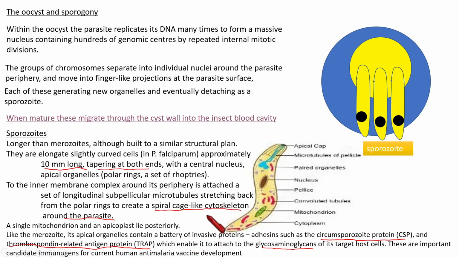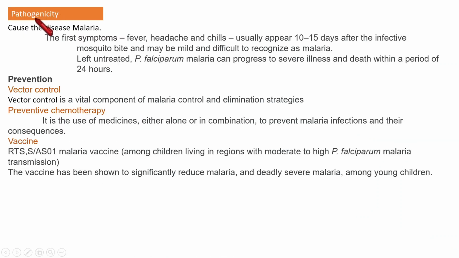I hope that's very clear to you in full depth. Next is about the pathogenicity. It causes the disease malaria that we already have learned from the beginning of this topic itself. What are the symptoms? Symptoms include high fever, headache, chills and shivering, and they appear 10 to 15 days after the bite of an infected mosquito. And during that time, in the initial phases, it will be mild and so difficult to recognize as malaria. So that is the main crisis in this disease.